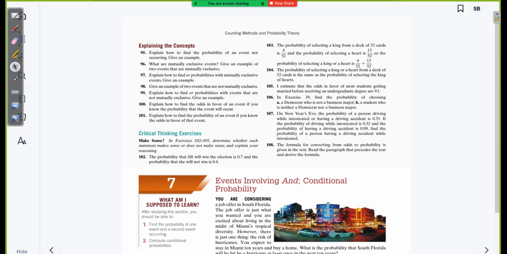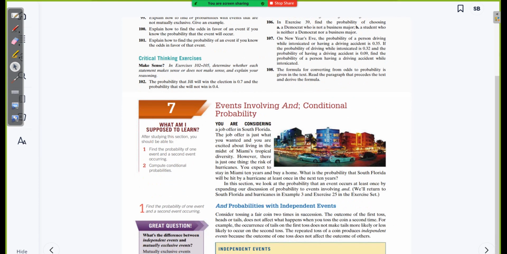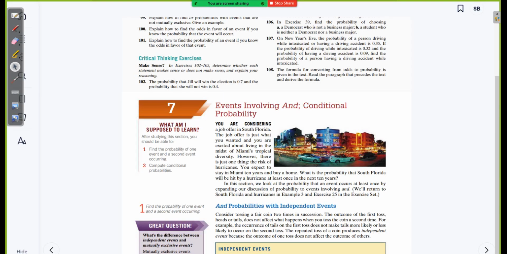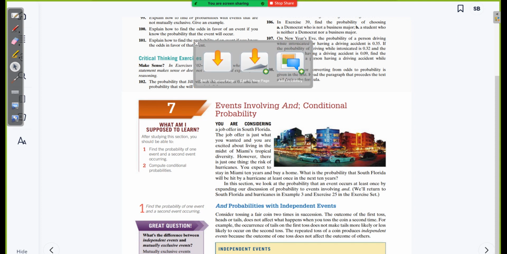Alright, today we're talking about Chapter 11, Section 7, Events Involving And and Conditional Probability. We're just doing the simple probability problems that we have been doing, only now we're adding on to them. What is the probability of this happening and this happening? And that's it. I think I've said "and" a lot now.